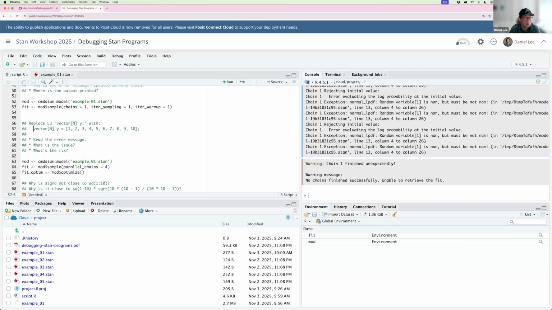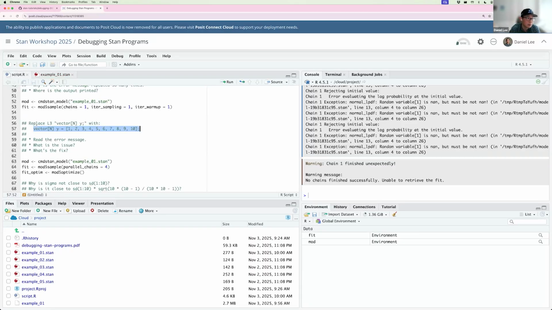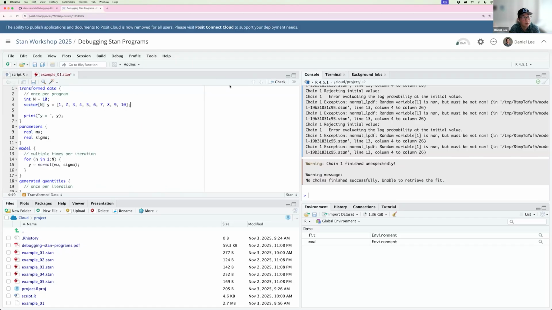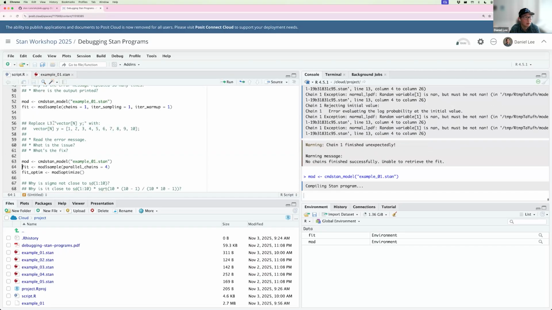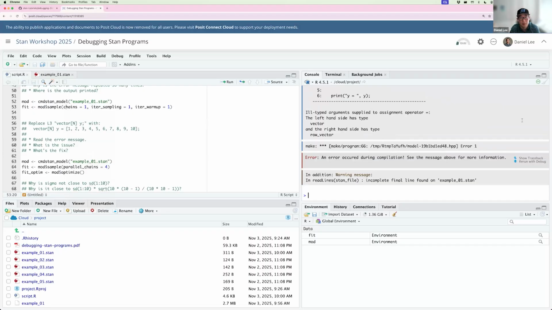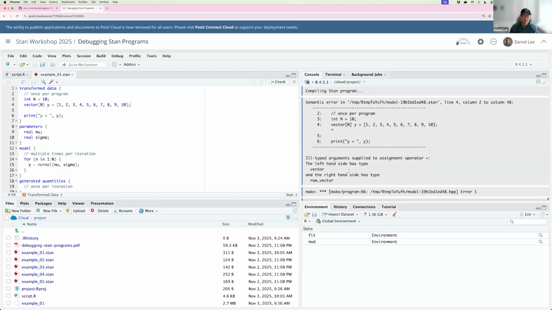Okay. So let's replace this with that. Save it. If I run this again, all right. There are two errors, well, one error and one warning message. Anyone have an idea of how to read this warning message here? Or this error? This is a compilation error.